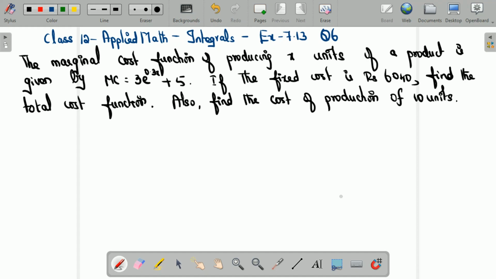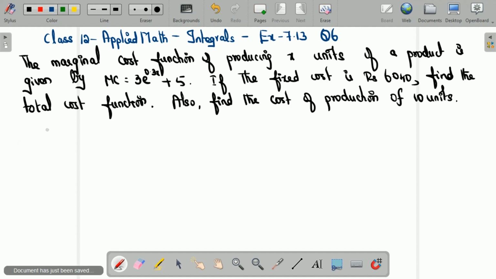In this video, let's find the solution for the sixth question in exercise 7.13. The marginal cost function of producing x units of a product is given by MC = 3e^(0.3x) + 5. If the fixed cost is rupees 6040, find the total cost function. Also, find the cost of production of 10 units.